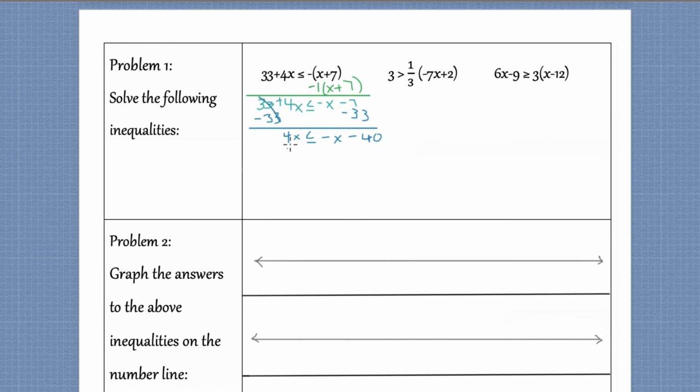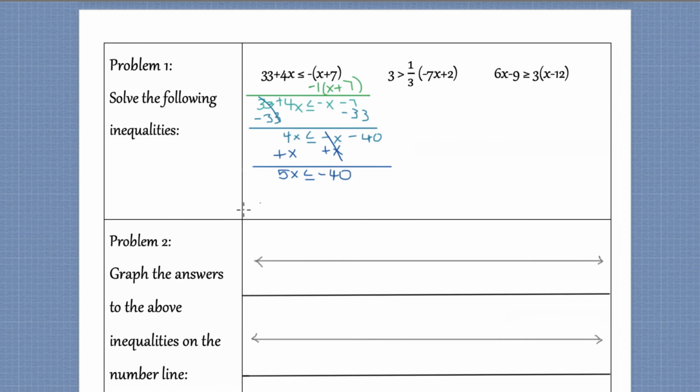Now we want to get all of the x variable terms on one side, so I'm going to add x over here and I'm going to add x over here. So we're going to get 4x plus x is equal to 5x, which is going to be less than or equal to -x plus x, which cancels each other out and just leaves us with the -40 on this side.